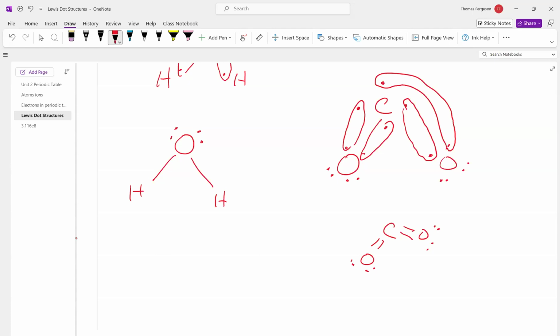That's what carbon dioxide looks like. Notice it's a double bond. It's okay to have 2 bonds. It's okay to have 3 bonds.